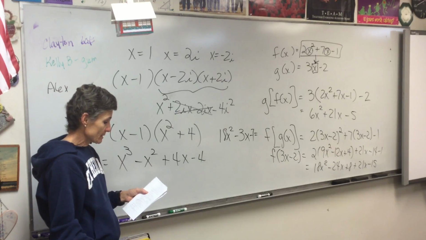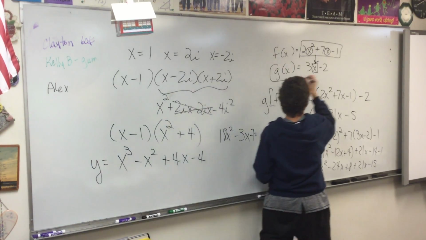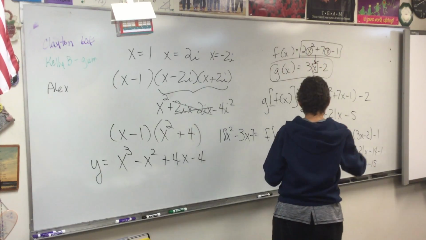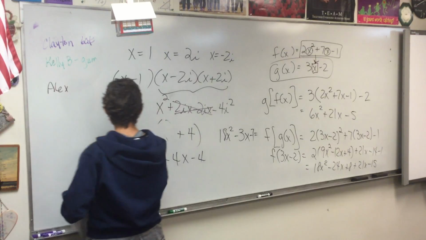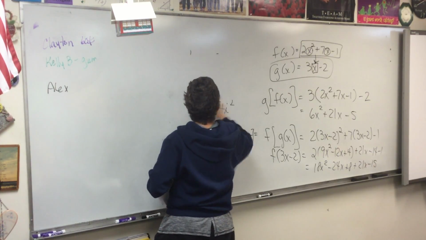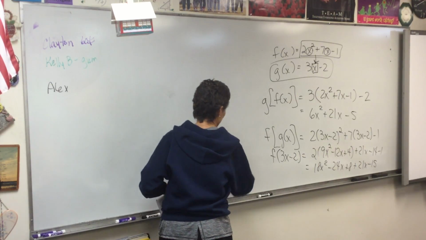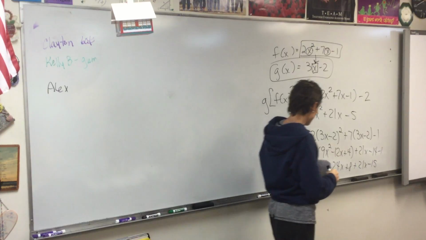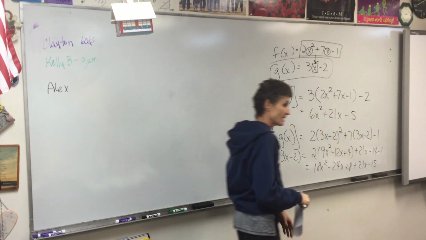Now, for number 16, we're going to use this function right here, and we're going to find the inverse. That notation means the inverse. We're finding the inverse. Oops, I just erased that. Did you get that answer? That answer was 18x squared minus 3x minus 7.